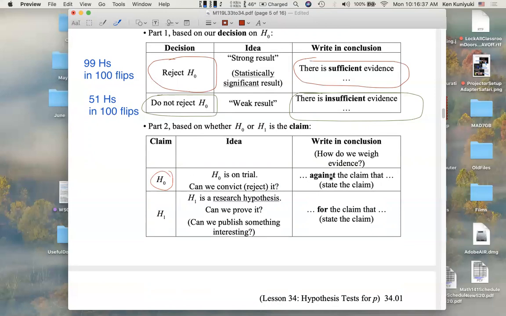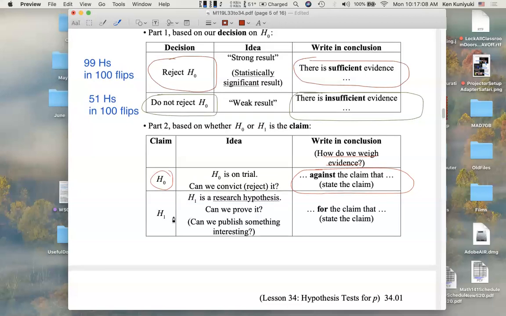So we're weighing evidence against the claim, stating the claim. For example, the coin is fair. So there's either sufficient or insufficient evidence against the claim. We're weighing evidence. How do we weigh evidence? We're weighing evidence against the claim if the null is the claim, because we're putting the null on trial and we're weighing the evidence against the null claim. If there's enough evidence, bye-bye. All right.